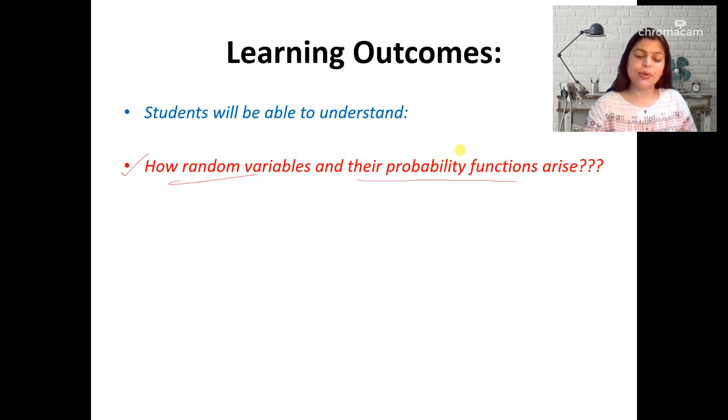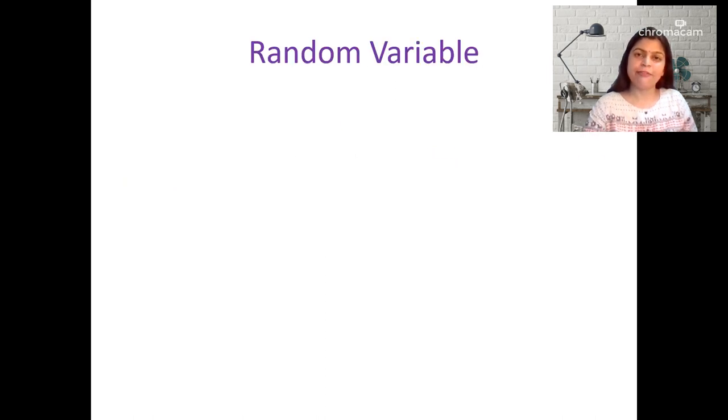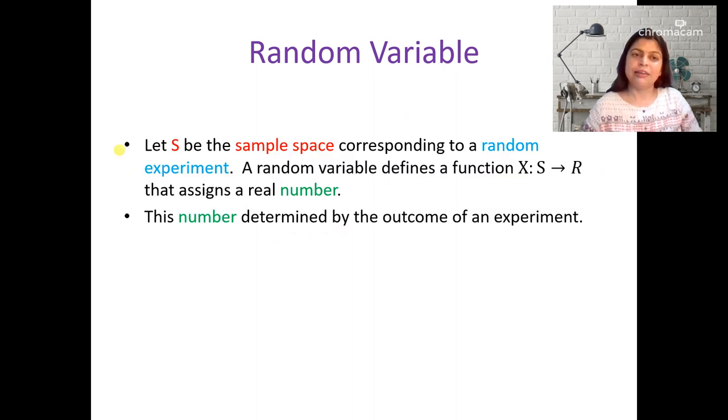Okay, so here let's begin with the definition of random variable first. The definition says, let S be the sample space corresponding to a random experiment. Then a random variable defines a function X from sample space S to the set of real numbers R, and that assigns a real number. Okay, and this number is determined by the outcome of an experiment. I hope you are getting this definition, but I will take an example so that you can understand it clearly.